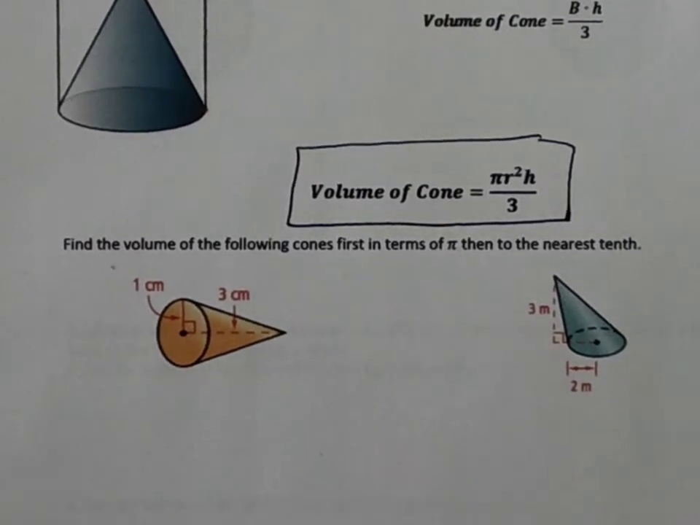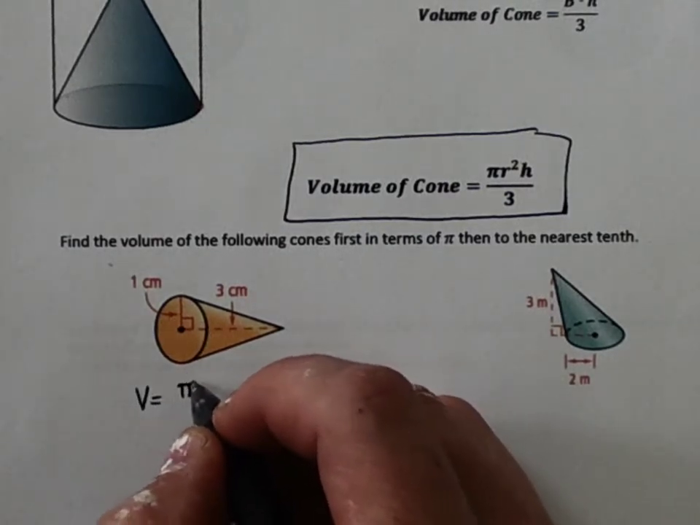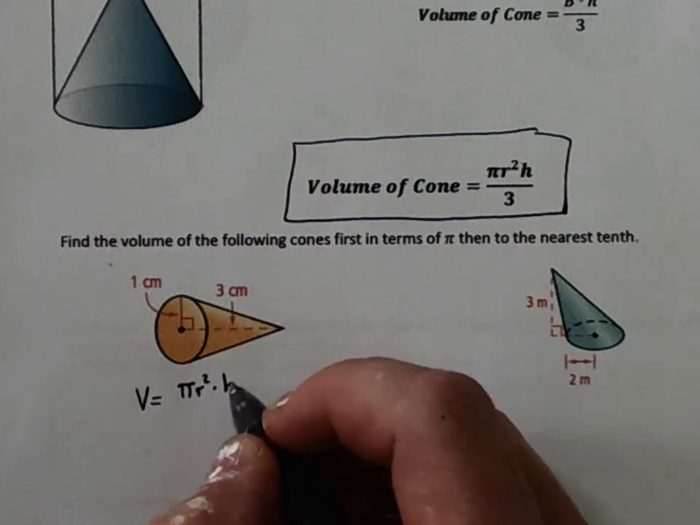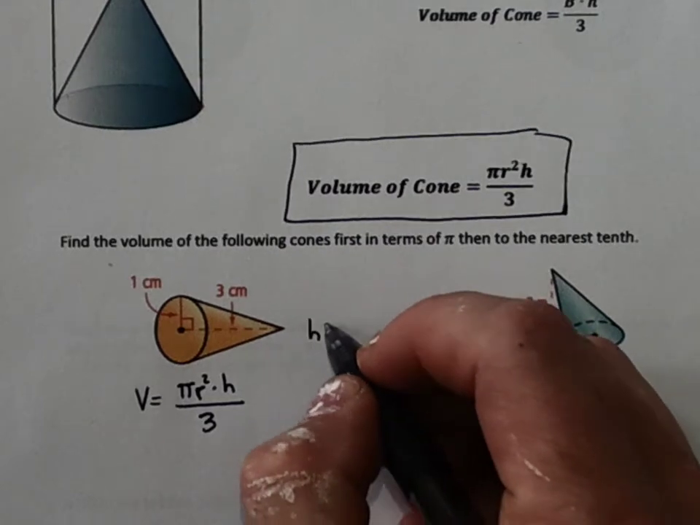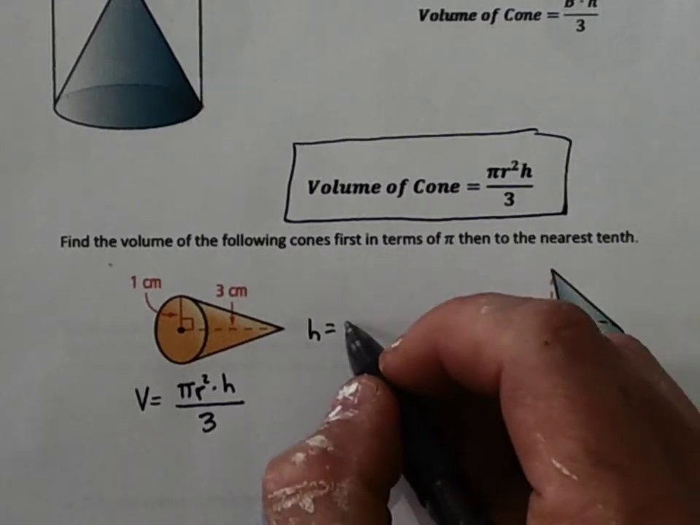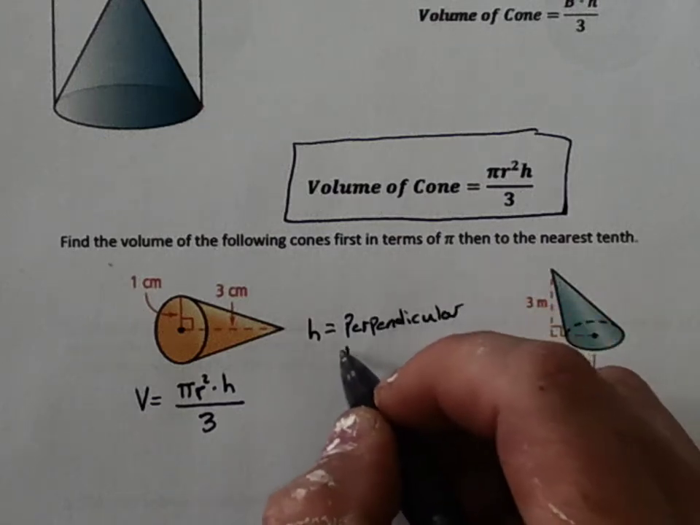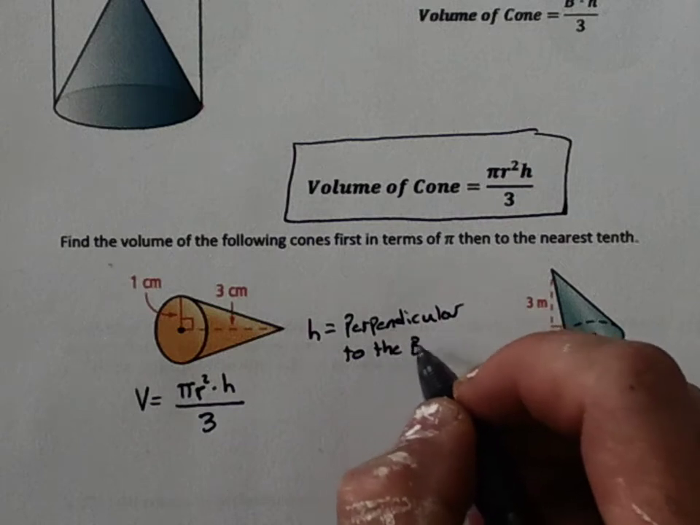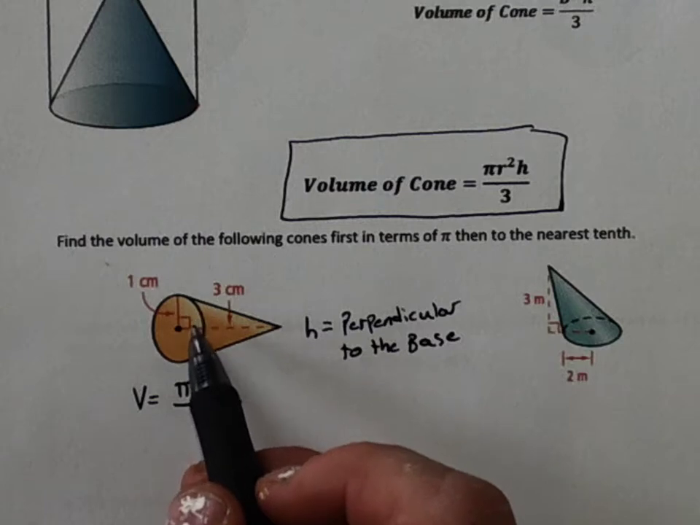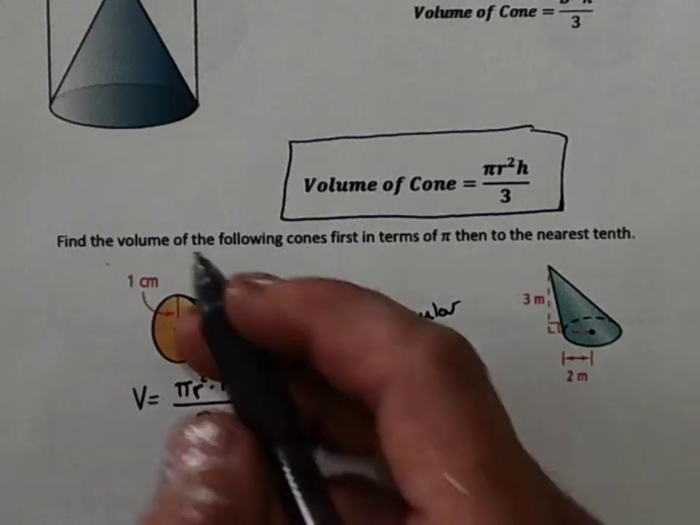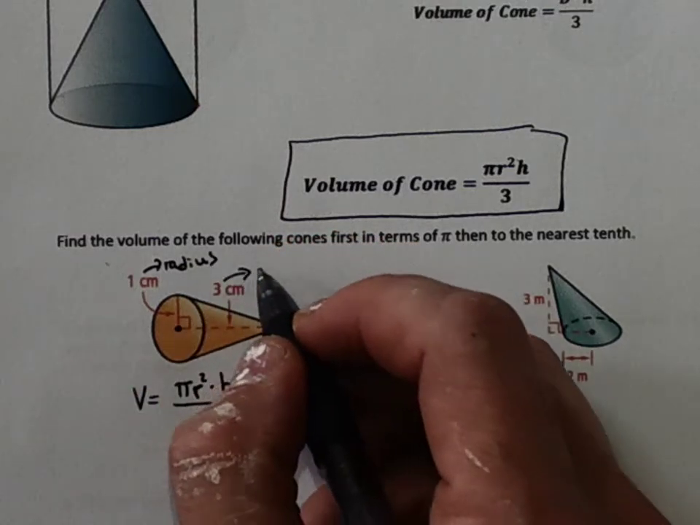So you find the volume of the following cones. Volume is going to equal pi times the radius squared times the height divided by 3. Now the height must be perpendicular to the base. Okay, it must meet the base at a 90-degree angle. So the 1 centimeter here would be my radius, and the 3 centimeters here would be your height.